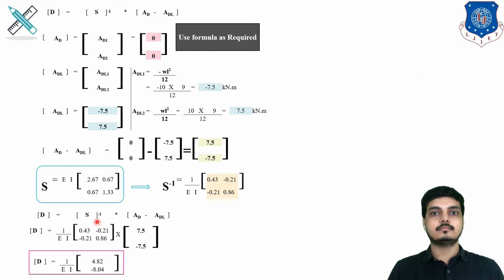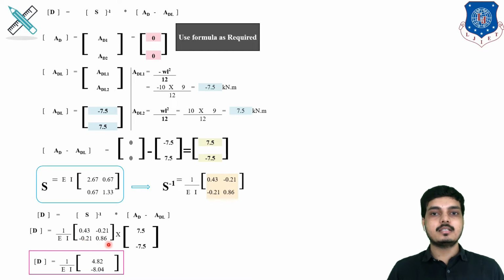Let's see. So S inverse has been placed over here. AD minus ADL is over here. Now this horizontal matrix is multiplied by this vertical column. Simple mathematics. 0.43 multiplied by 7.5 plus minus 0.21 into minus 7.5 will be giving 4.82.